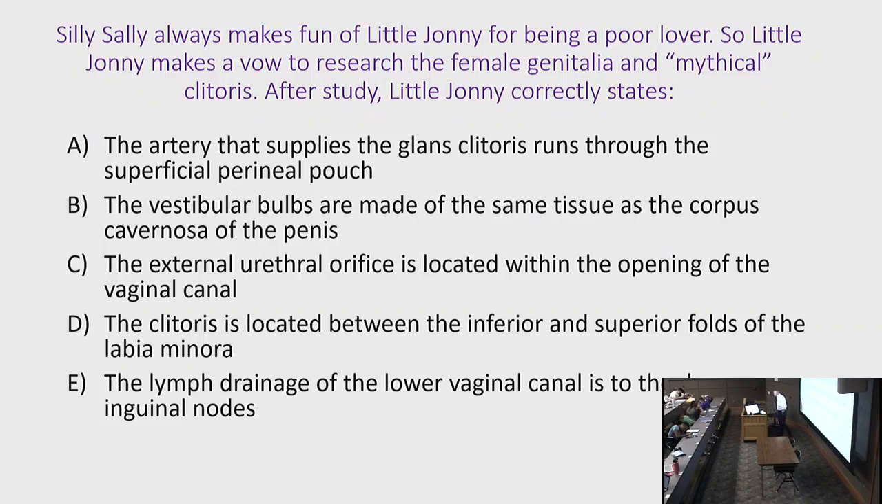And then finally, the lymph drainage to the lower vaginal canal is to the deep inguinal nodes. So we know that that's not true, but what is the lymphatic drainage to that inferior region of the vaginal canal? Superficial inguinal nodes. All right?